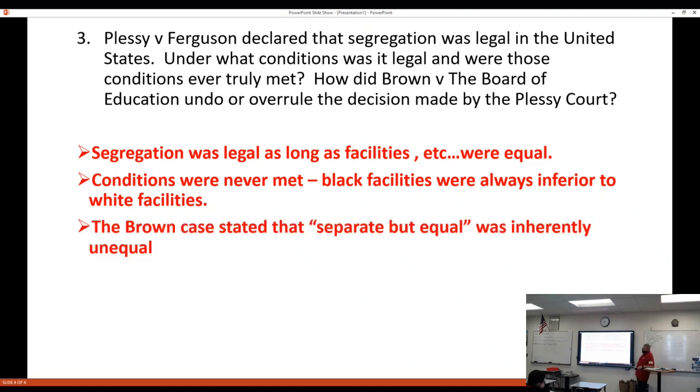And then finally, and I've said this over and over and over, if you don't put that in your answer, it will be wrong. I don't care how right everything else is. You don't get that last part in, it is wrong. Brown case states that separate but equal is inherently unequal, and it will always be unequal. All right. Any questions, comments, concerns? Only 38 statements that you have to complete on your test. All right. Good deal.